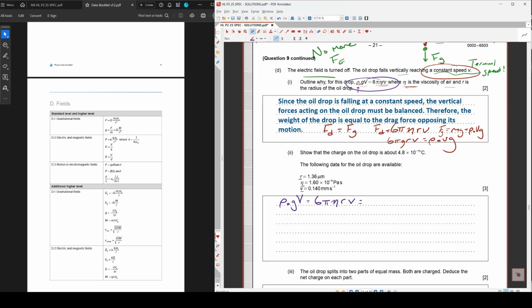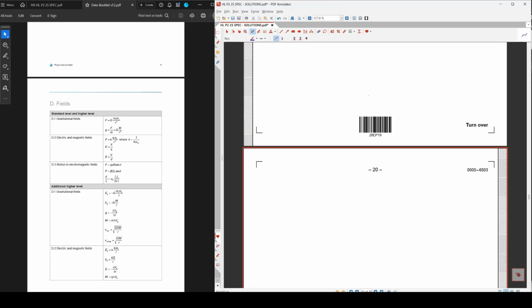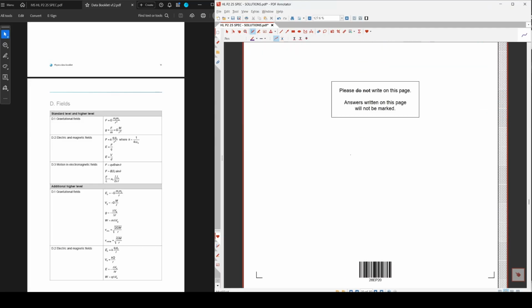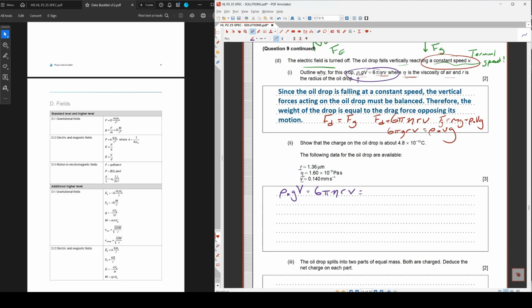So these were equal when it was falling. When it wasn't falling, these were equal. So there's my Q. Q times E equals the weight of the oil drop, which also equals the drag force on the oil drop as it's falling. So all of those things are equal. That's like all the work we've done throughout the whole problem put together.